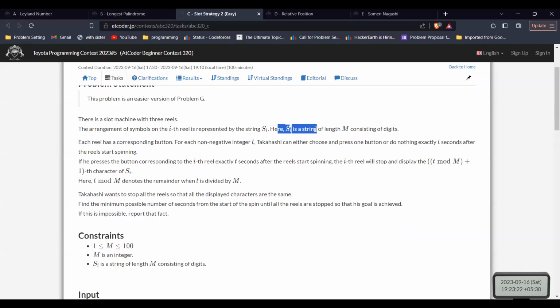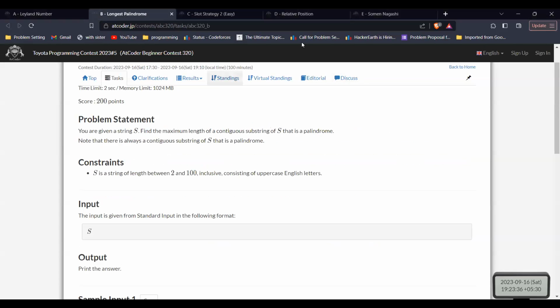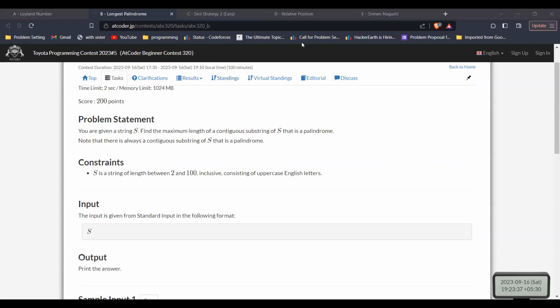Can you repeat the second question? Actually, I was disconnected, so I was not able to. So what is your doubt in that problem? No, actually, it's my internet issues, so I was not able to.